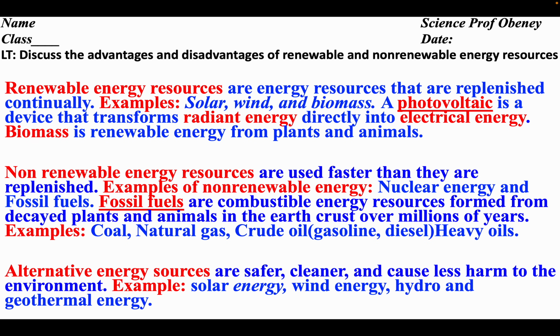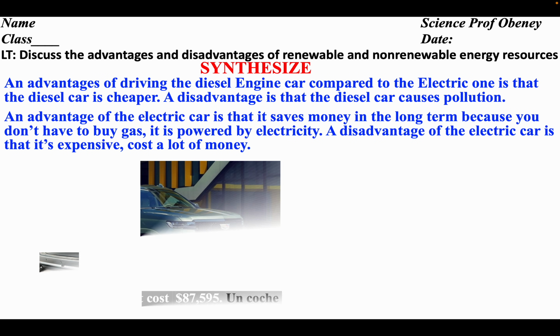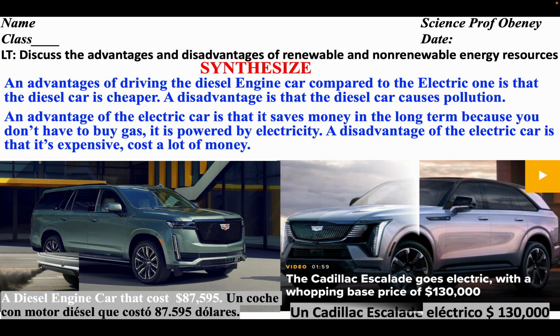And before we go to checking for understanding, we need to remember that renewable energy resources are energy resources that are replenished continually. And non-renewable energy resources are energy resources that take a longer time to be replenished. We use them faster than they are being replenished. And alternative energy resources are safer, cleaner, and cause less harm to the environment. All right. So which car would you rather drive?